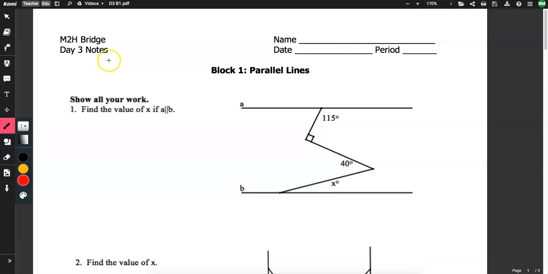All right, hi guys. Today we're doing day 3, block 1. We're going to continue looking at some parallel lines here.